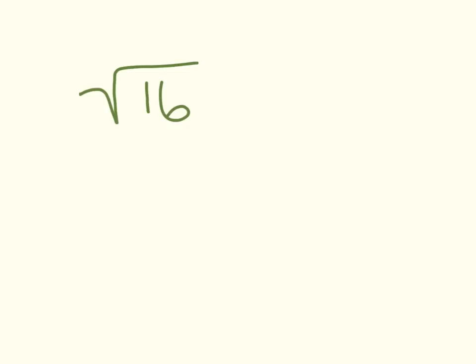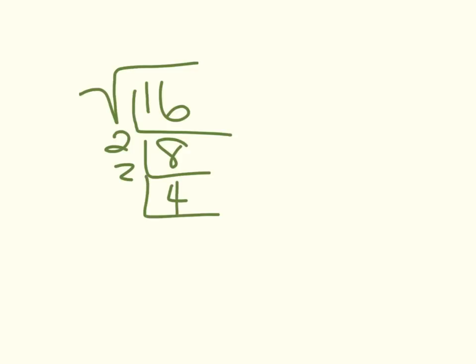Okay, here I have the square root of 16. And I'm going to break down the square root of 16. So I'm going to start dividing by 2. We always start off dividing by the smallest prime number. And I get 8. I can divide by 2 again. And I get 4. I can divide by 2 again. And I get 2. Divide by 2 again. And I get 1. And here's my 1 and done.